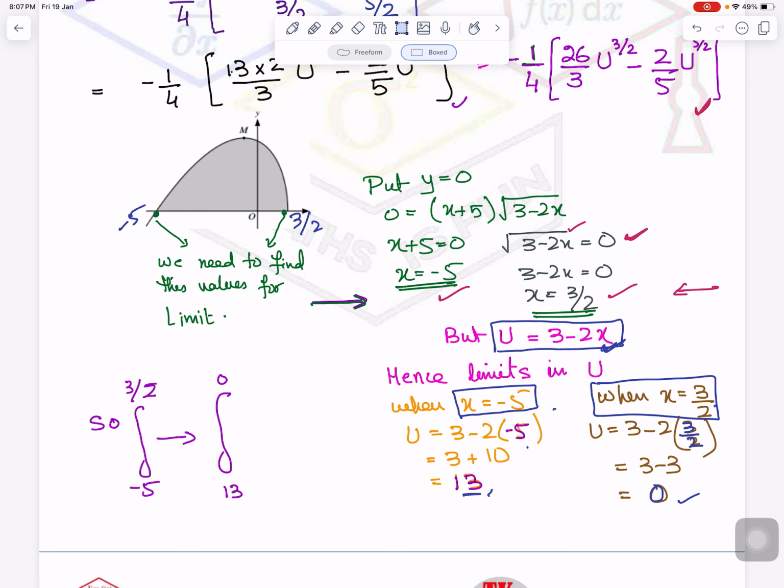Please remember here the common mistake students make. They see 0 is small, so they write 0 at the bottom and 13 at the top. Actually, the function was in x, and we always write the small value in the lower limit, but that is for the actual function. 13 is the corresponding value of minus 5, right? You have gotten it here. So that's why minus 5 will be replaced by 13, and 3 upon 2 will be replaced by 0.